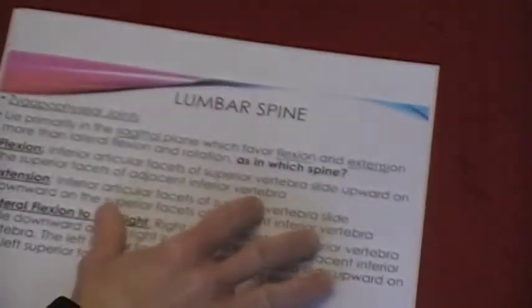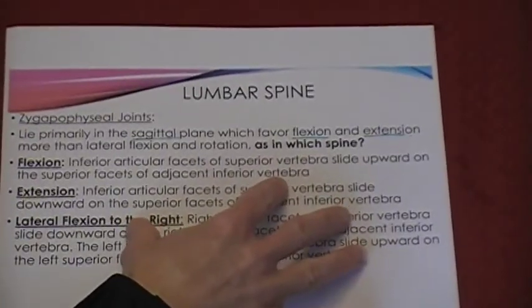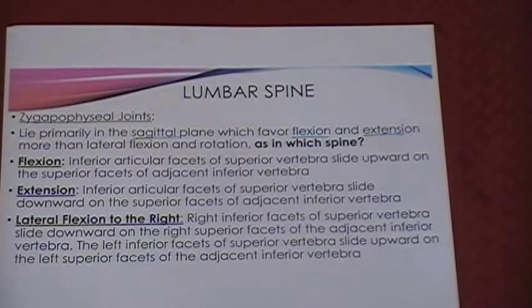All right. And then with the zygapophyseal joints in the lumbar spine, they are primarily going to line the sagittal plane, which will favor, see, if I was in class with you guys right now, that would be funny. So they favor flexion and extension more than lateral flexion and rotation, as in which spine.